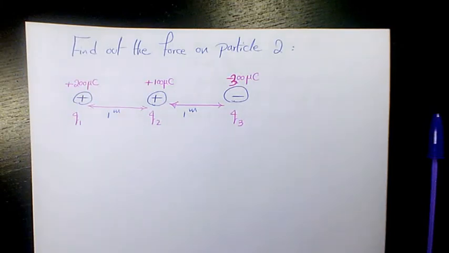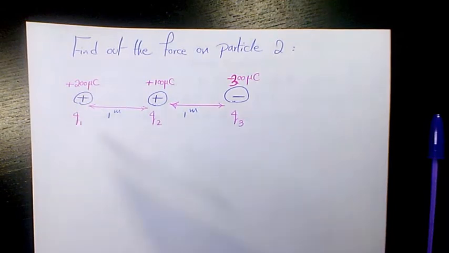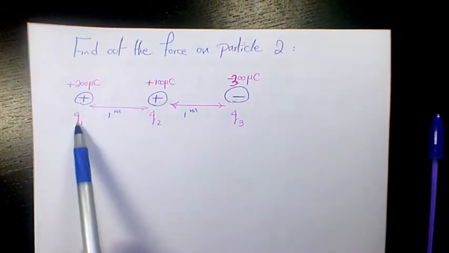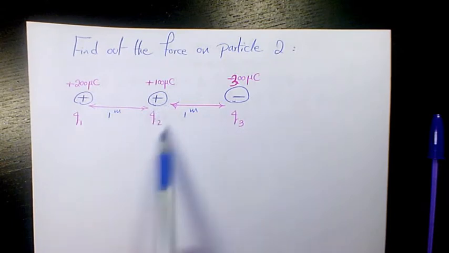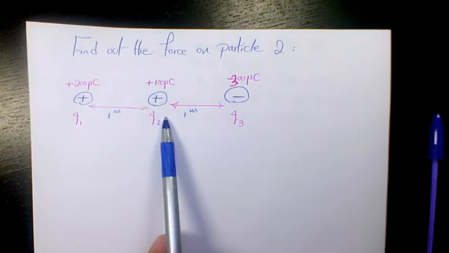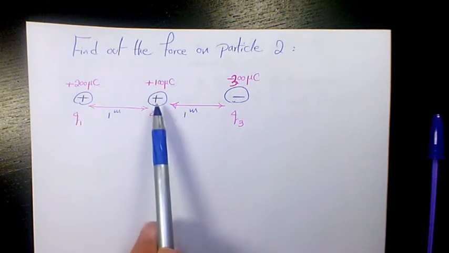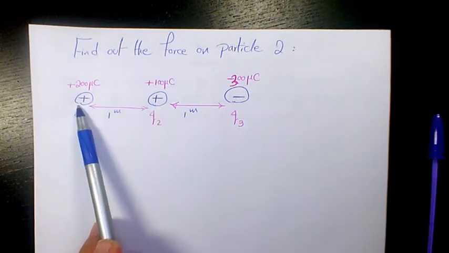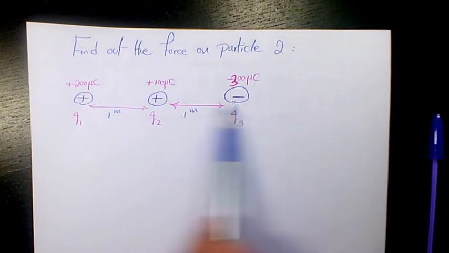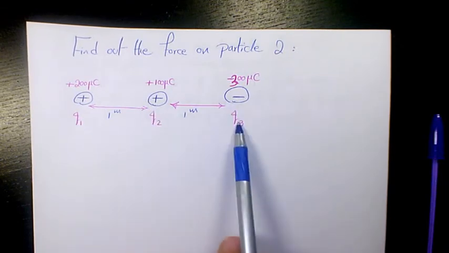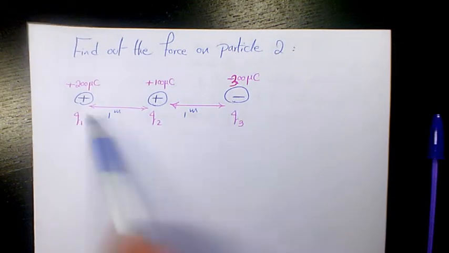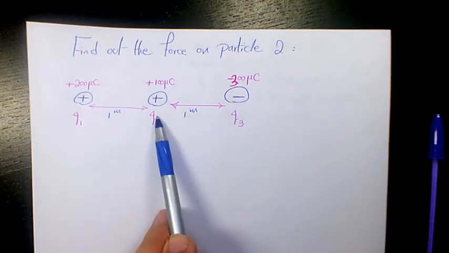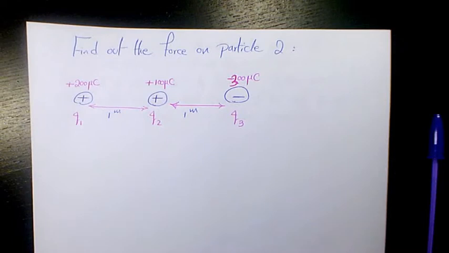In this example, we need to find out the force on particle 2. We have three charges, Q1, Q2, Q3, and we need to find out the force on particle number 2. So we have the force from particle number 1, and also the force coming from point number 3. Since we have two different forces acting on one particle, we call this kind of example superposition questions, or the superposition principle.